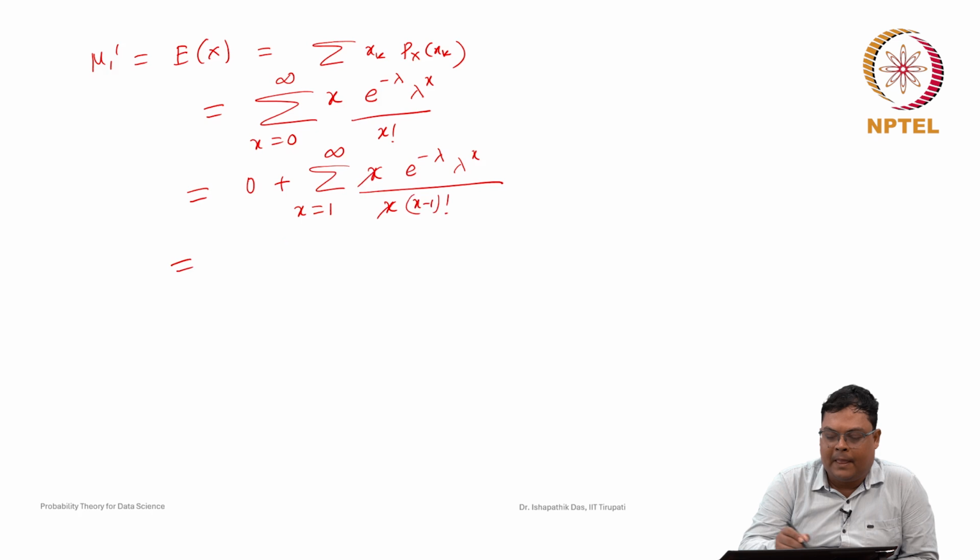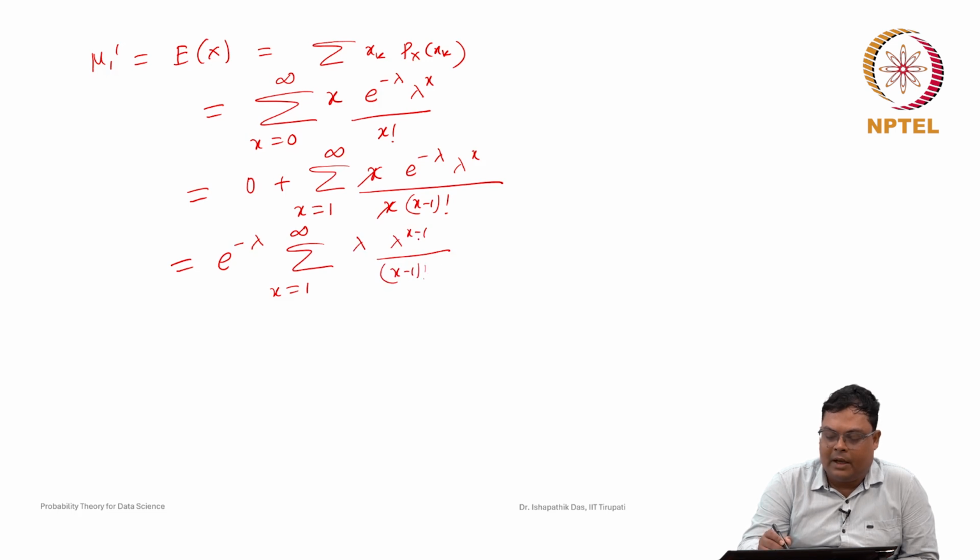So, then finally, e to the power minus lambda is independent of x. So, how can we solve this? This is nothing but e to the power of minus lambda, summation x equal to 1 to infinity, lambda to the power x by x minus 1 factorial. What we can do is write lambda to the power x minus 1 by x minus 1 factorial.